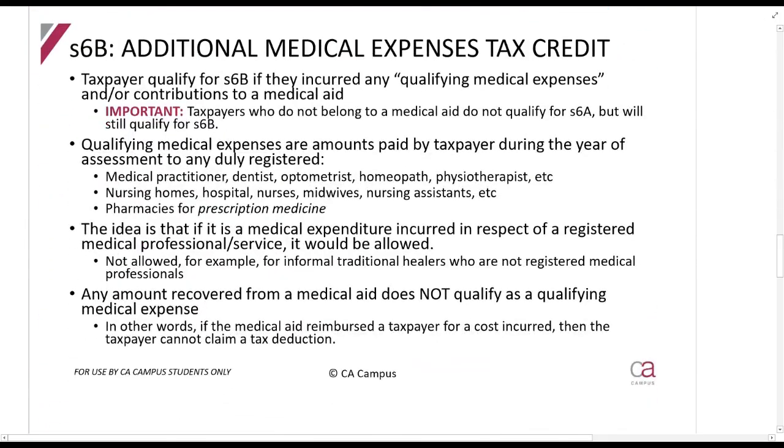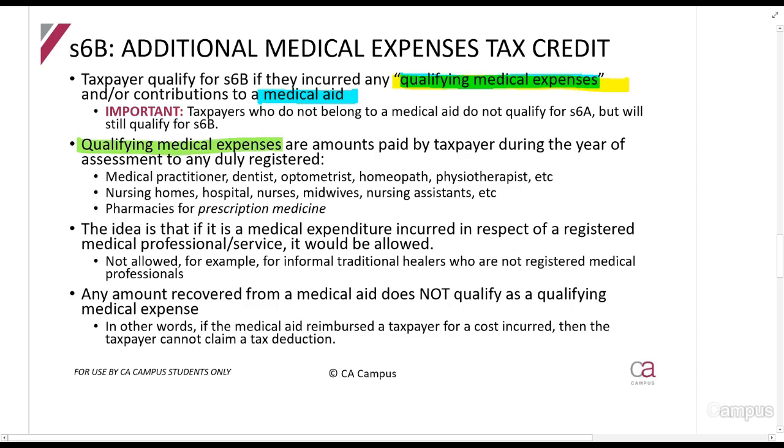Section 6B is available to every single person who has a qualifying medical expense that's been incurred, and/or contributions to the medical aid. So, if you are a person who is contributing to medical aid, you get section 6A, and you can consider section 6B for your medical aid and other expenses. If you do not contribute to a medical aid, you can get section 6B still. So that's important for you to understand. It's available for everyone. So, these qualifying medical expenses that I mentioned here, what are the qualifying medical expenses?